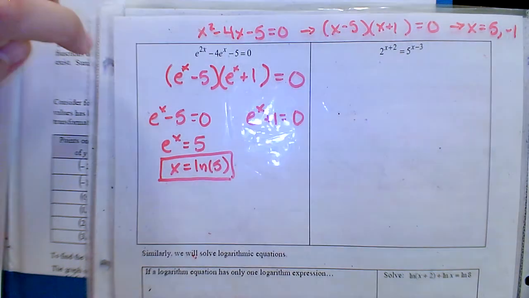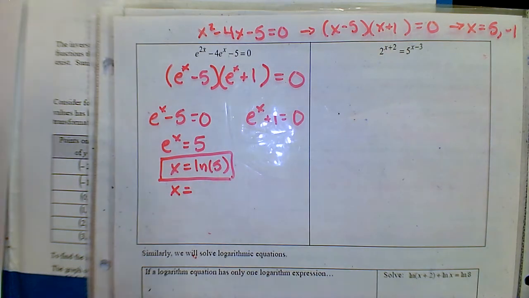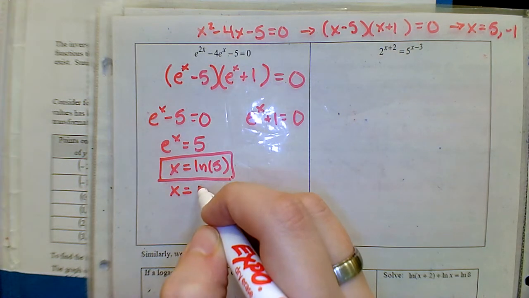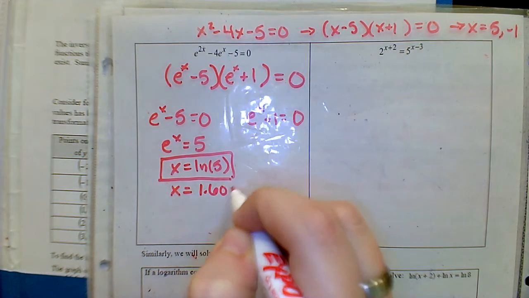Maybe we'll see what that is as a decimal. Can someone type that in for us? Natural log of 5. 1.609. Say it again. 1.609. Thank you.